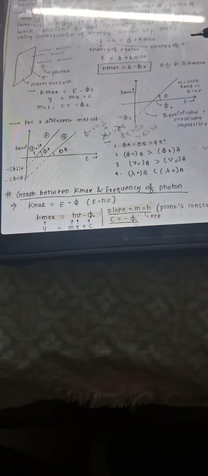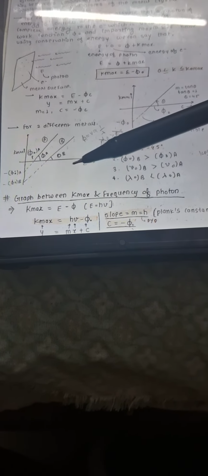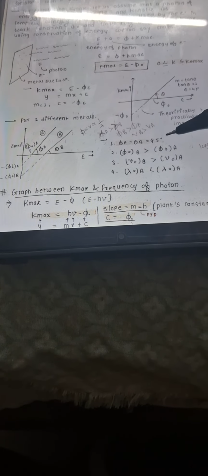Now let's analyze the entire results for two different metals. Suppose there are two metals A and B. Angles are theta A, theta B. These are the intercepts. So from the graph we can analyze that both angles are equal and equal to 45 degrees.